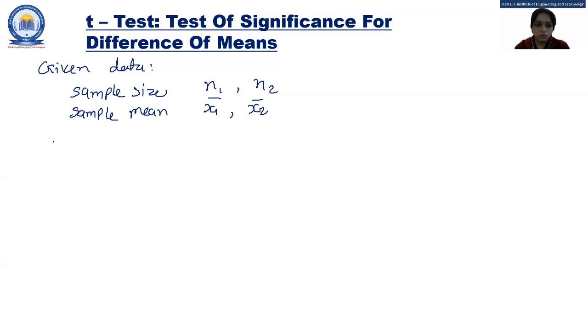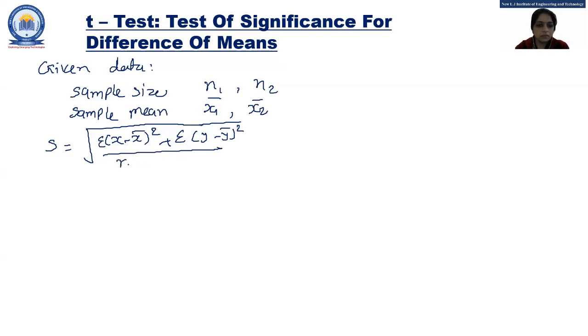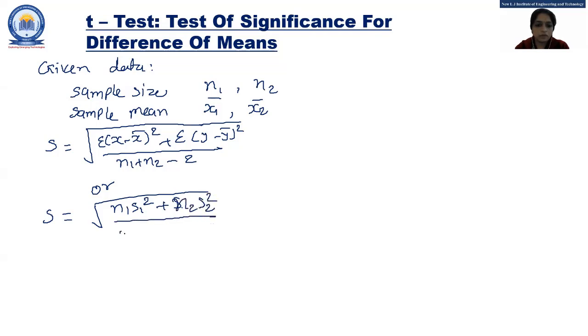First we have to find the standard deviation S with the help of sigma x minus x bar the whole square plus sigma y minus y bar the whole square upon N1 plus N2 minus 2. Or we can find S with the help of the two different standard deviations: N1 S1 square plus N2 S2 square upon N1 plus N2 minus 2.